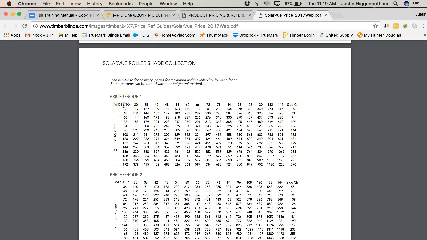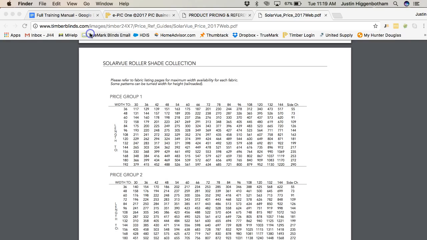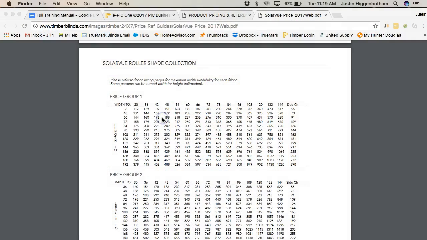How we figure this out is, say we got a shade 35 by 72, we know it's got to be 36 by 72, that's a good length. So right there is our retail cost. What that means is that's the suggested retail that they want us to charge. That's not what we're going to go by. I'm going to show you how to figure this out here.